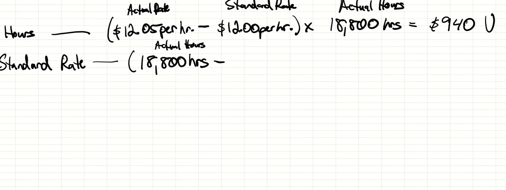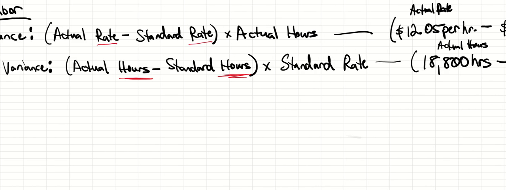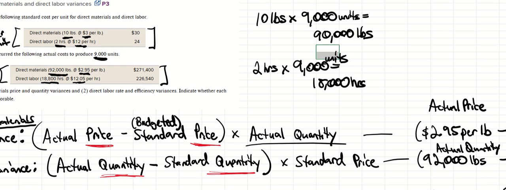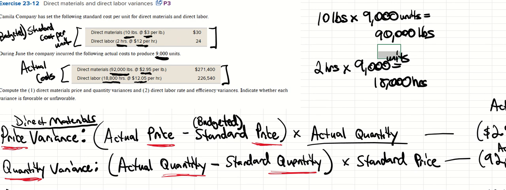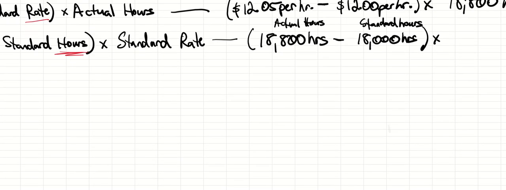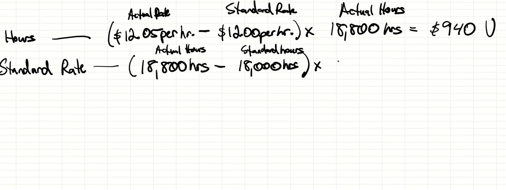So I'm going to just do a plug-in. This is going to be 18,000 hours. And this is our standard hours. And we're going to multiply it by the standard rate. So a standard rate, scroll up here, is going to be $12 per hour for direct labor. $12 per hour. And this is our standard rate.